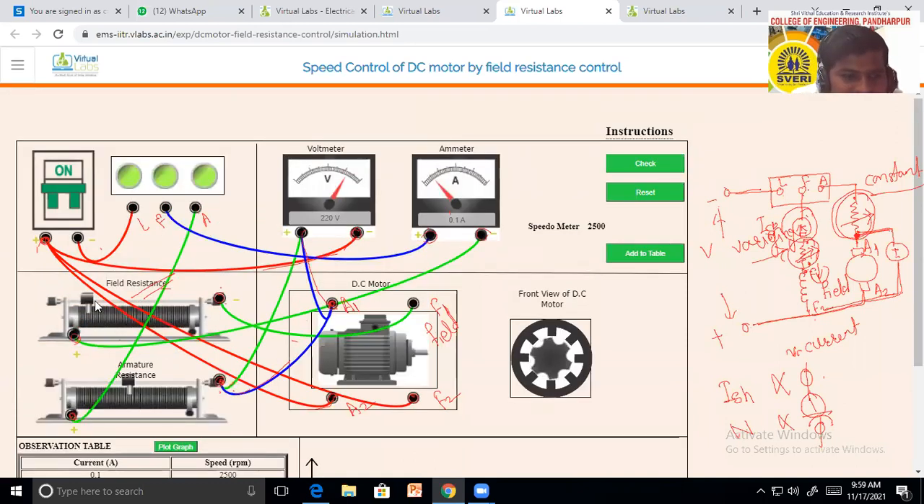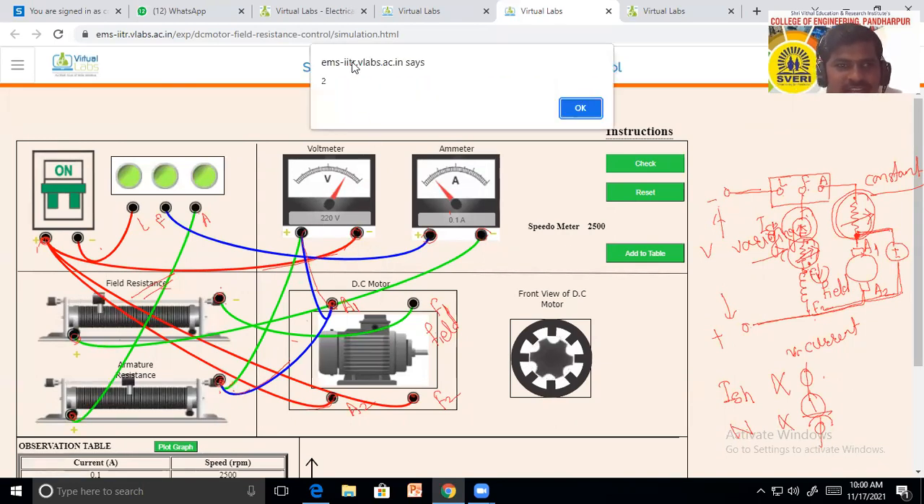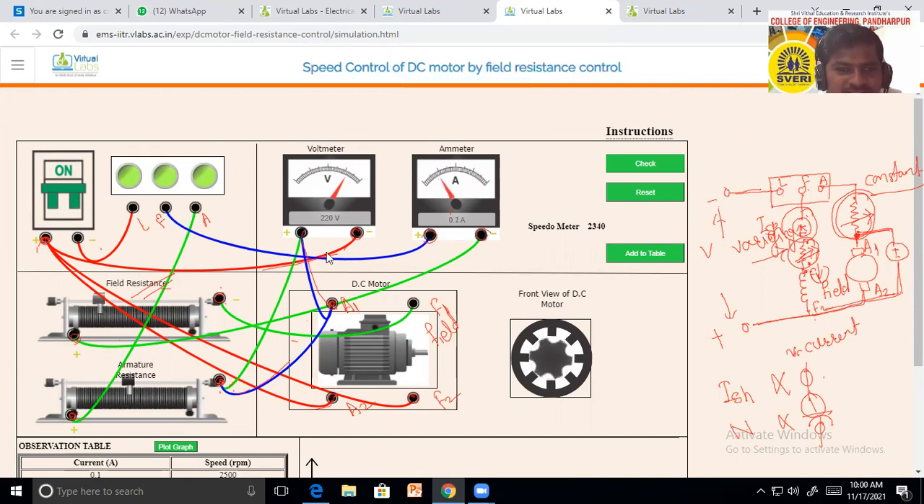Now I will vary again the value of this field resistance. This is the second reading. See, what is the change in the current? The current was 0.1, so this increases to 0.2. Current increases. According to the relation, what should the speed do? If the current increases, the speed should decrease.